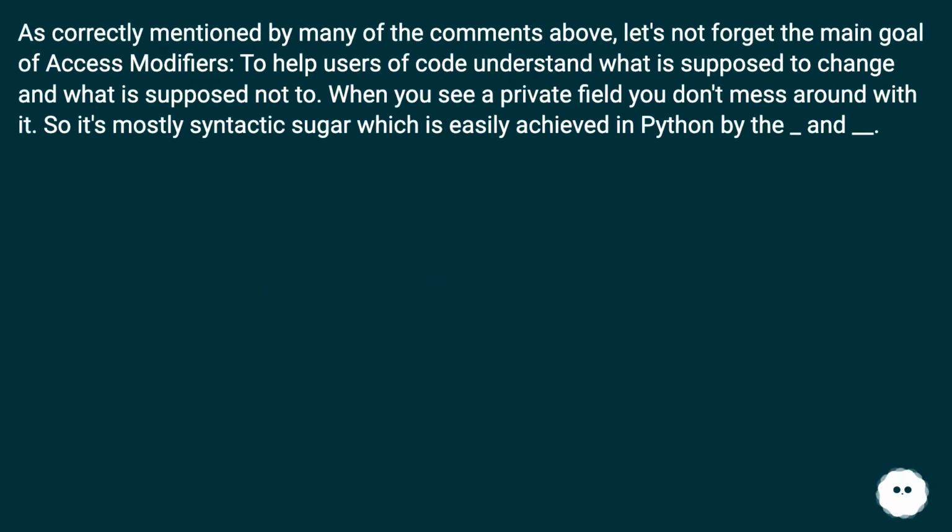As correctly mentioned by many of the comments above, let's not forget the main goal of access modifiers: to help users of code understand what is supposed to change and what is supposed not to. When you see a private field, you don't mess around with it. So it's mostly syntactic sugar, which is easily achieved in Python by the _ and __.